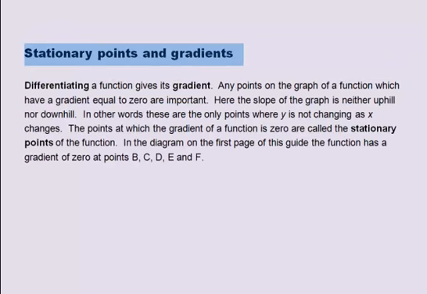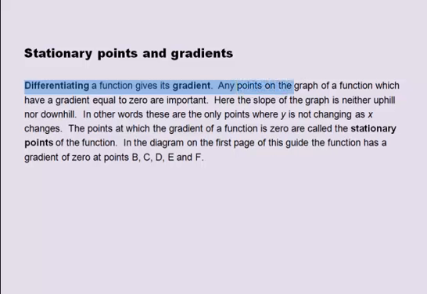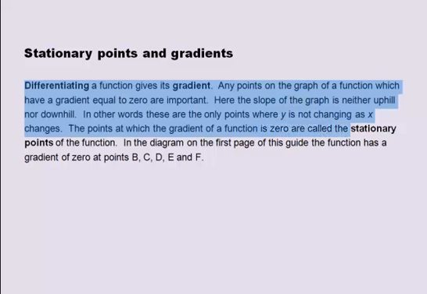Stationary points and gradients. Differentiating a function gives its gradient. Any points on the graph of a function which have a gradient equal to 0 are important. Here, the slope of the graph is neither uphill nor downhill. In other words, these are the only points where y is not changing as x changes. The points at which the gradient of a function is 0 are called the stationary points of the function.